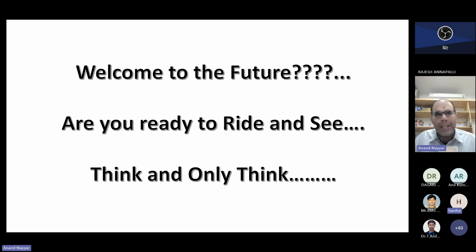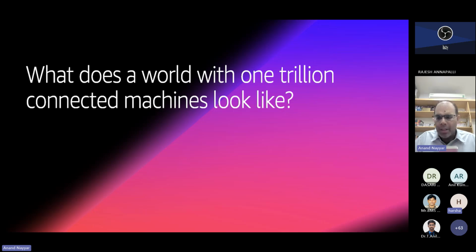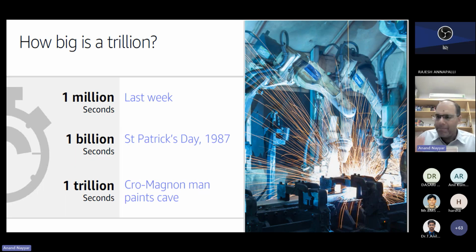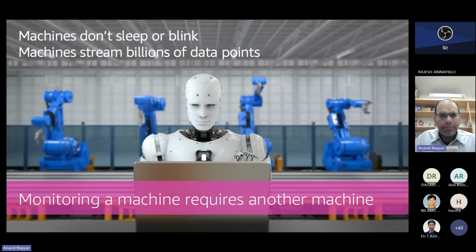The only thing is to think and only think and find out the solutions for what can be performed. So you can see, everybody, that if you talk of digital transformation, it means trillions of connected devices making data, decisions, and giving directions. And how big is a trillion? It is unknown. So that's the answer, everybody, if you want to integrate a doctor in the hospital, like a cobot, machines don't sleep or blink, machines have billions of data points, and of course monitoring the machines needs other machines.